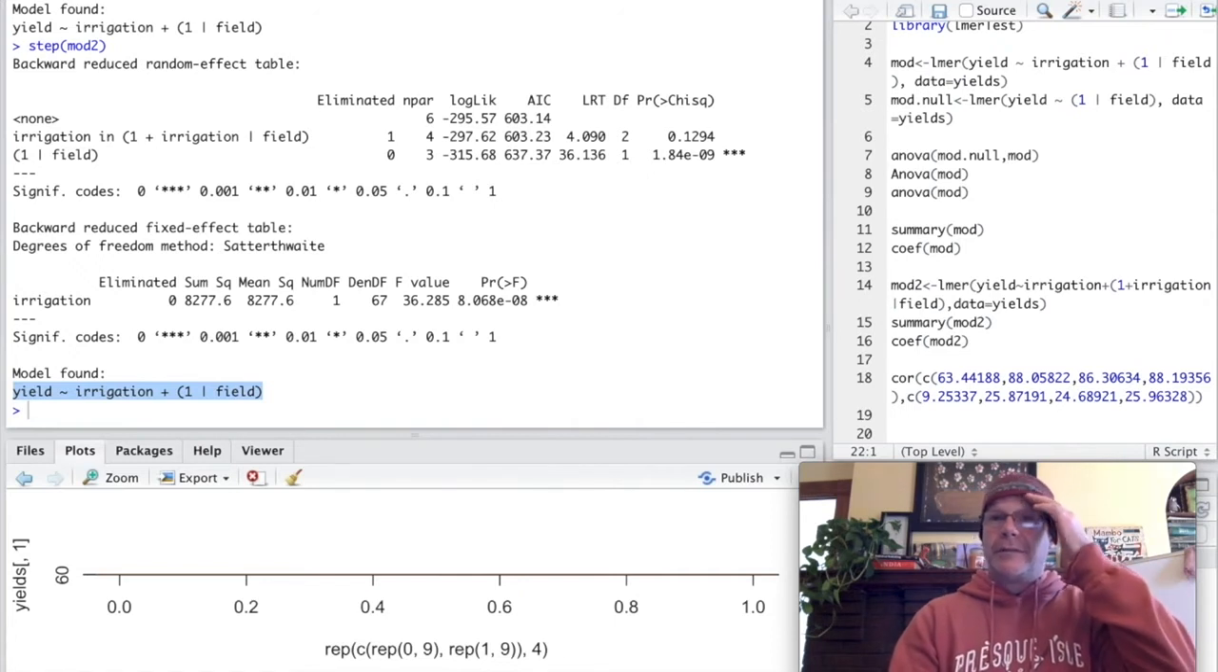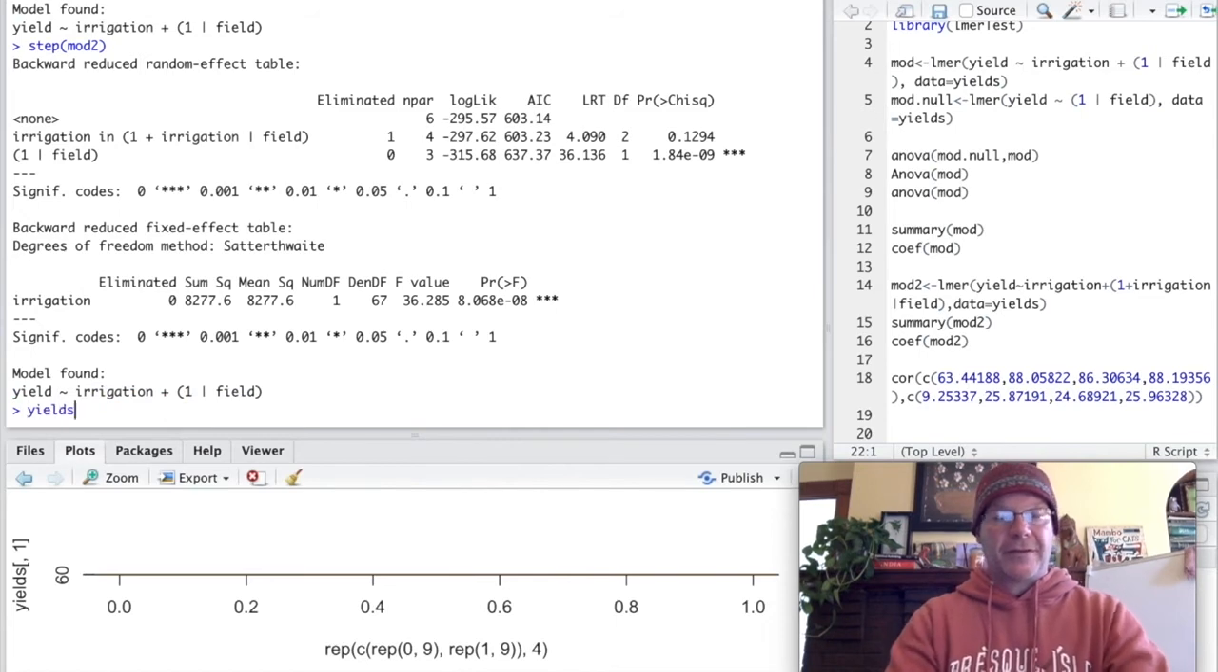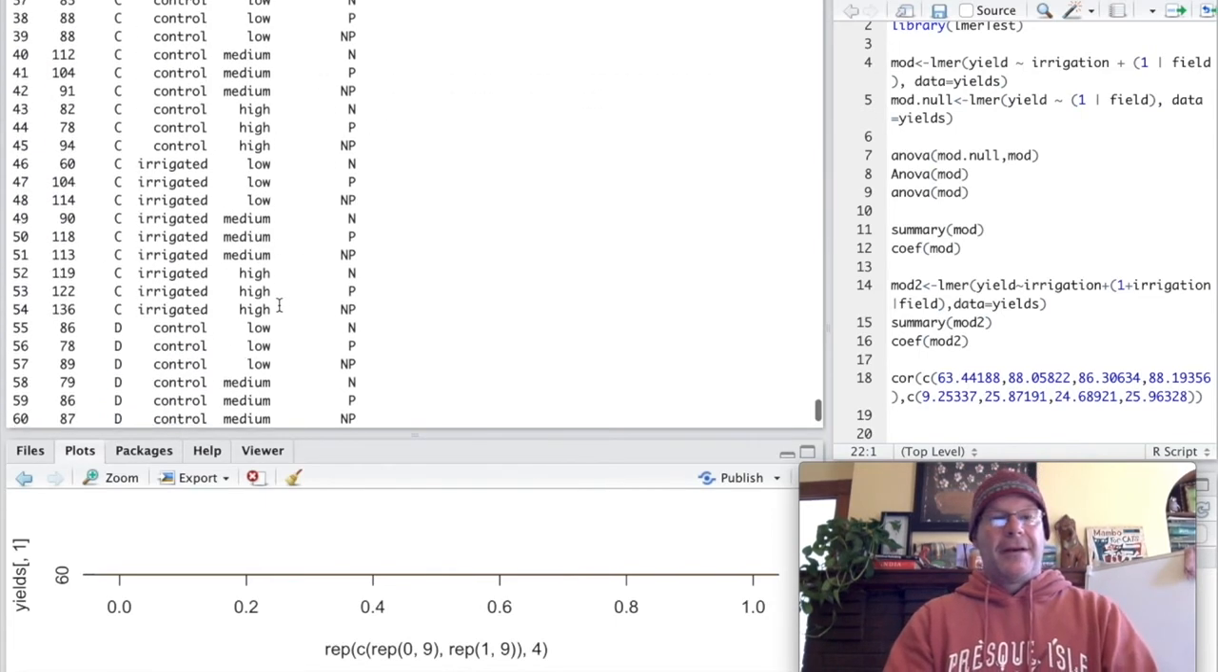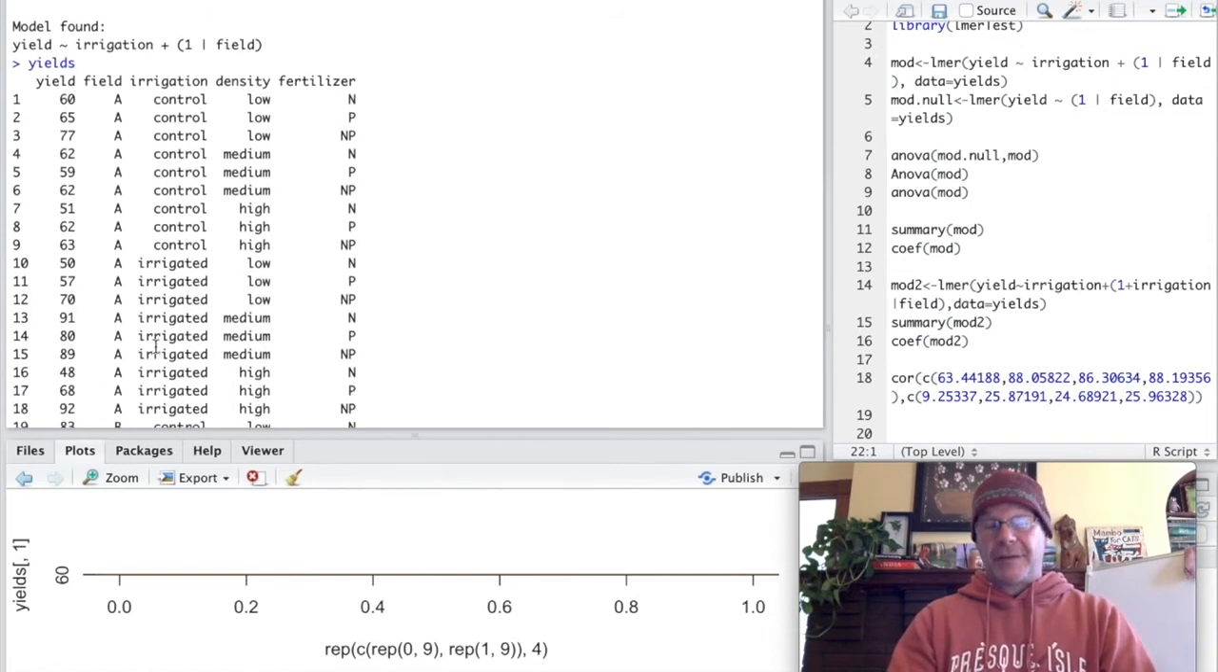Okay, good. So let's go back and look at the data that we're playing with here. Here are the yields, and let's remind ourselves that we had more than just irrigation that could potentially be in the model.